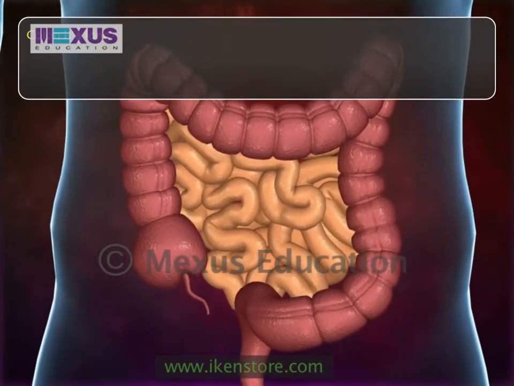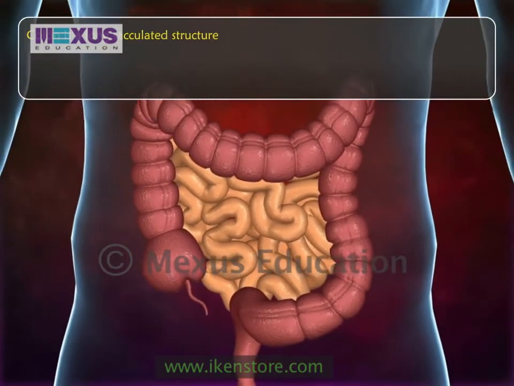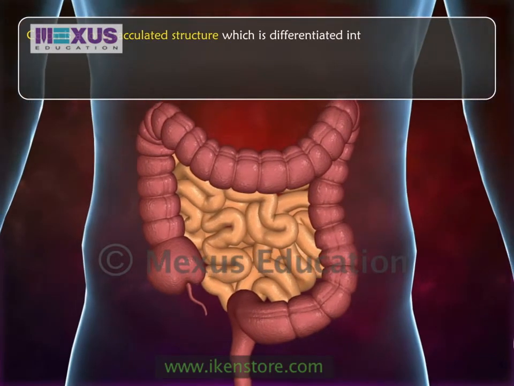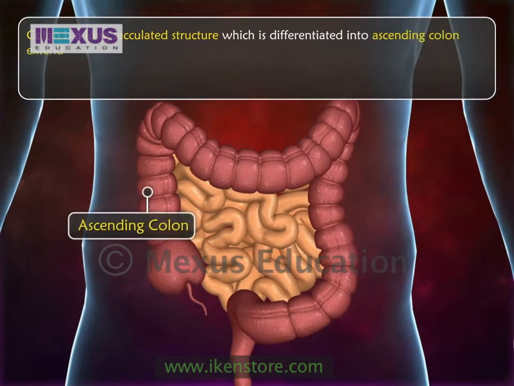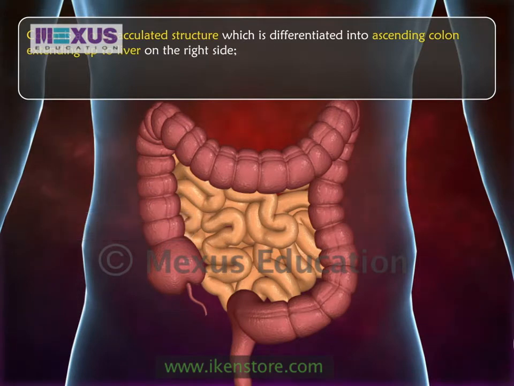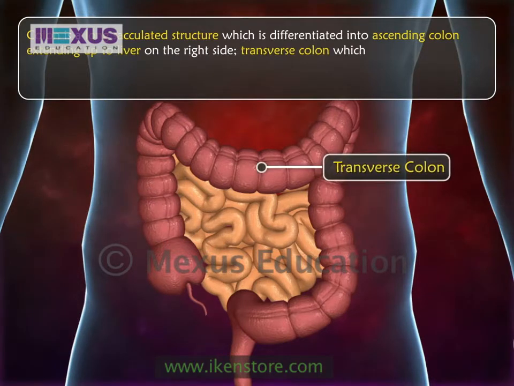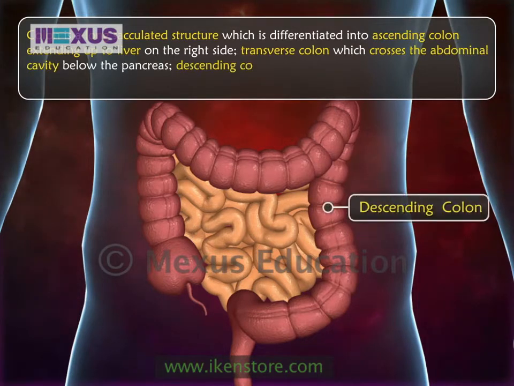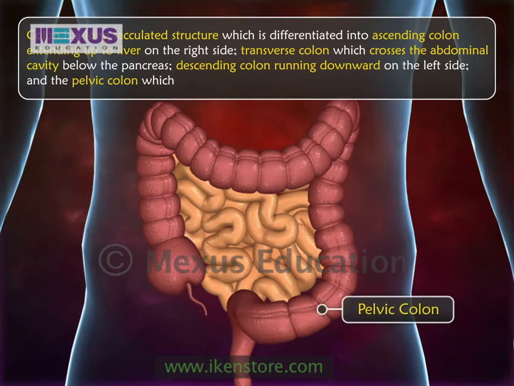Colon is a long sacculated structure which is differentiated into the ascending colon, extending up to the liver on the right side; the transverse colon, which crosses the abdominal cavity below the pancreas; the descending colon, running downward on the left side; and the pelvic colon, which is S-shaped and continues into the rectum.